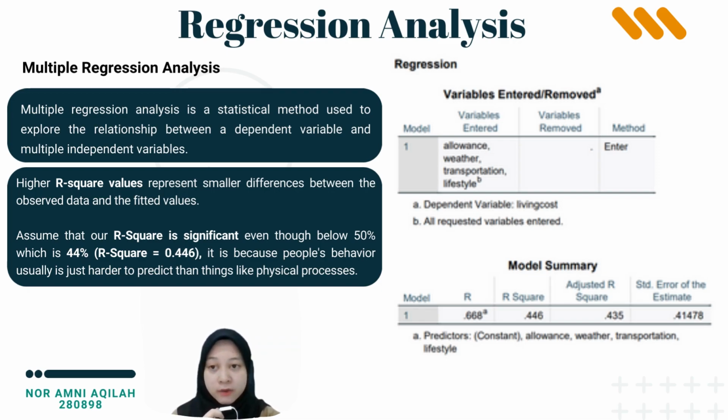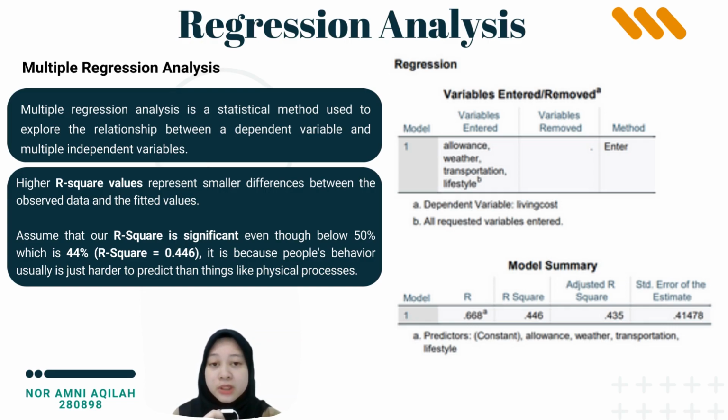Because we are using primary data, it can still be said to be significant if the R-square value is a little bit lower than 50%. This is because studies that try to explain human behavior in cost of living generally have R-square values less than 50%, because people's behavior is usually harder to predict than things like physical processes.